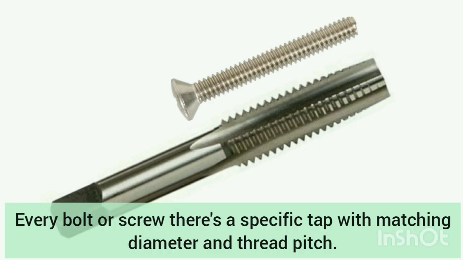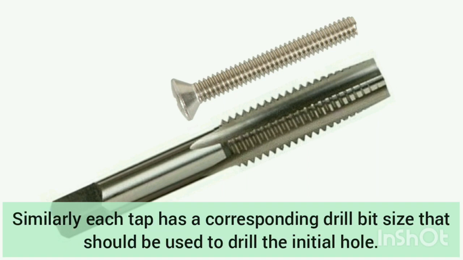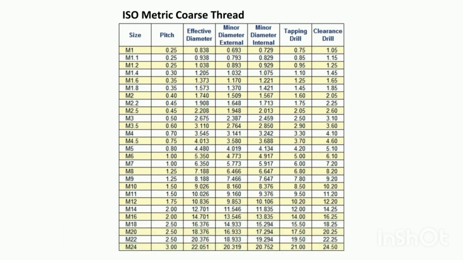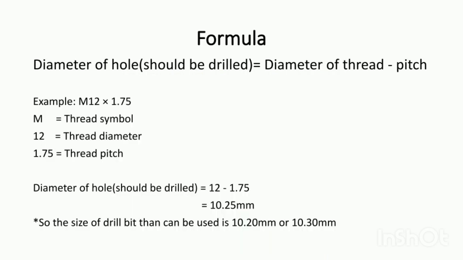For every bolt or screw, there is a specific tap with matching diameter and pitch of the screw. Similarly, for each tap, there is a corresponding drill bit size that should be used to drill the initial hole. The measurements can be determined using the ISO metric coarse thread chart as shown above. With this chart, we can know the thread size of the tap, the pitch, the effective diameter, and the size of the tapping drill that should be used. The drill bit size can also be measured manually using a formula, which is the diameter of hole equals the diameter of thread minus thread pitch.